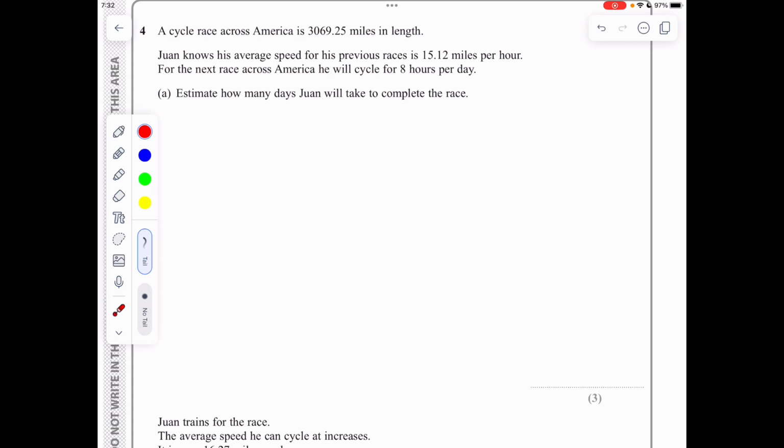So remember, I don't have a calculator, so I will be approximating the values given here. So I will start by saying 15.12 miles. I will say this is approximately 15 miles.